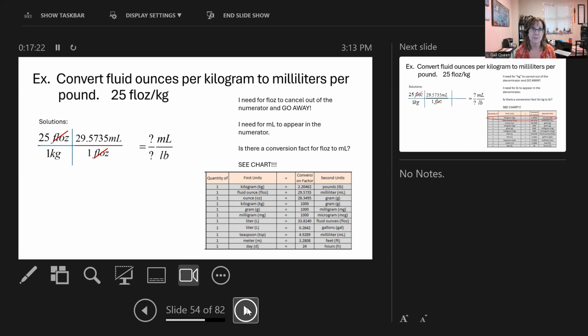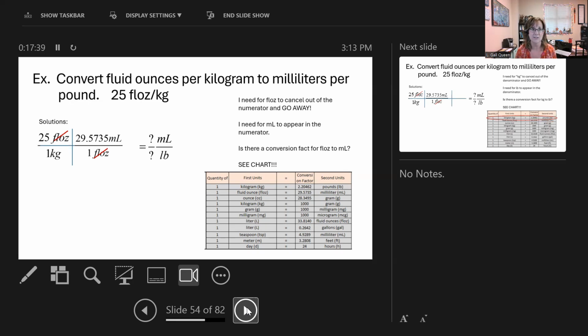All right, so I hope that that makes sense. So we chose from the chart the line that has the two quantities that I needed to use. I formed a fraction equivalent to 1, and I picked the fraction equivalent to 1 that has the right units so that the units I don't want cancel out.